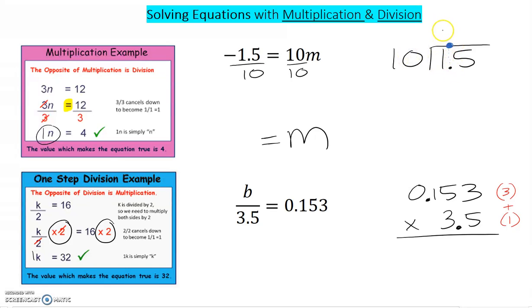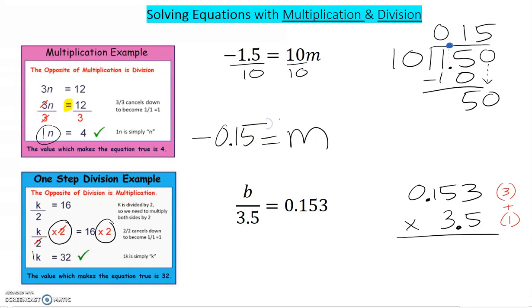So does 10 go into 1? No. So we want to put a 0. Does 10 go into 15? Yes, 1 time. And we have 5 left over. Remember, if we have a remainder, we're going to add a 0, bring it down so we can continue our problem. Does 10 go into 50? Yes, 5 times. So negative divided by positive does give us the negative, and we have 0.15. And there's our answer. All right, let's take a look at this next problem.